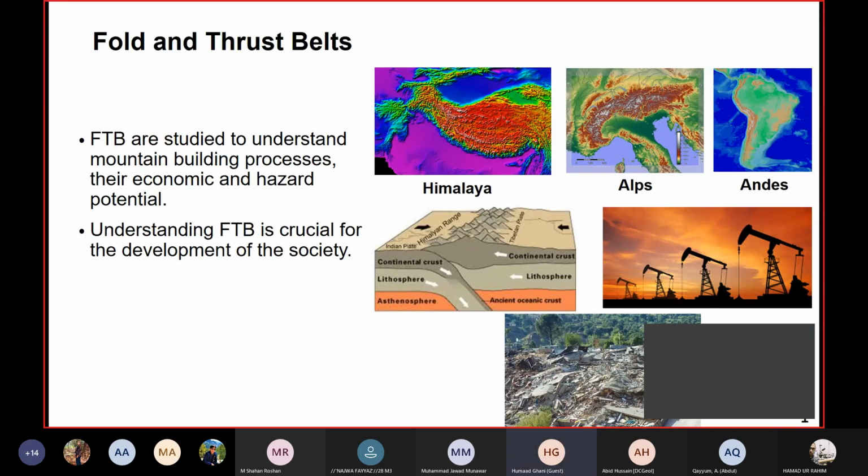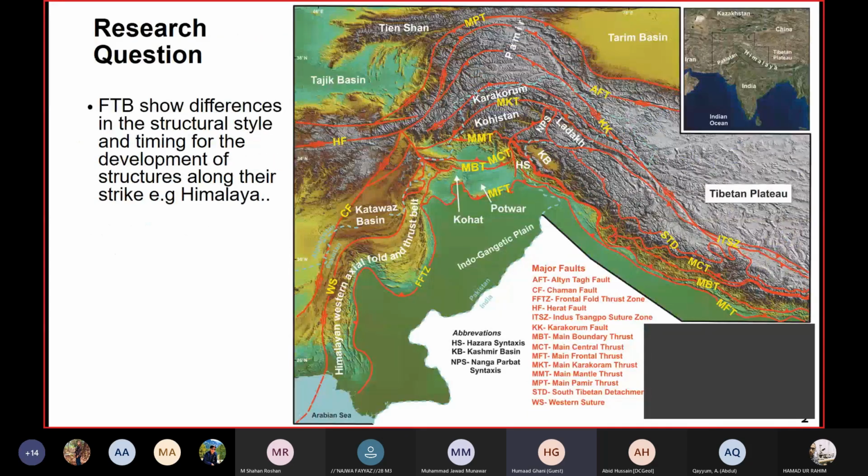And one very important thing, which in the earlier talk we have seen, is earthquakes. These earthquakes can bring huge devastation for the society. So understanding them is really, really crucial in terms of understanding the economics as well as the sustainability of the society. So starting with the research questions.